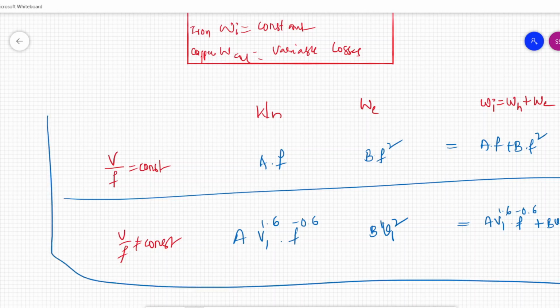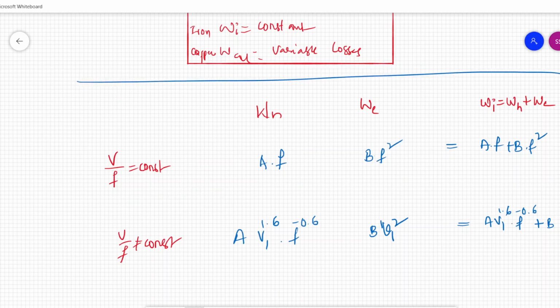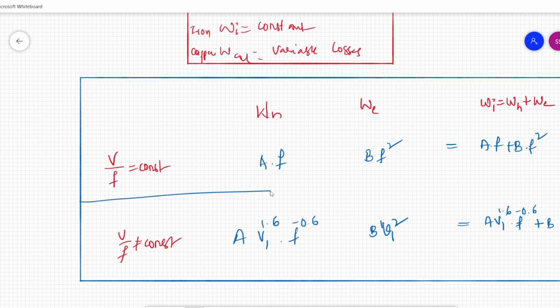So this is about losses in a transformer. I hope you are getting it right. Iron losses are fixed losses, but copper losses are variable losses. These are very important points. And iron losses consist of two losses: hysteresis loss and eddy current loss.